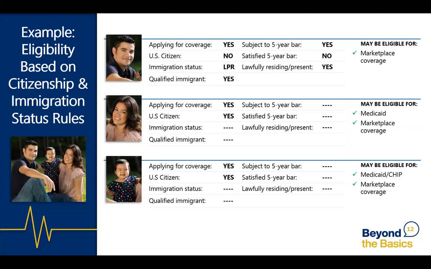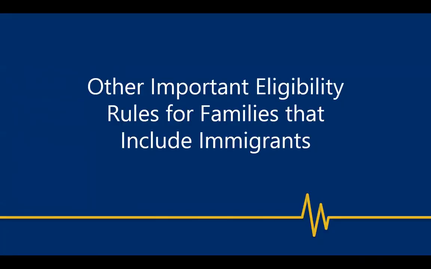Ava is applying for coverage. She's a citizen, so we don't need to look at any of the other questions. Depending upon her income and what state she's in, she might be eligible for either Medicaid or marketplace coverage. Karina is applying for coverage. She's a citizen. And again, depending on her income or the household's income, may be eligible for Medicaid or CHIP or marketplace coverage. Next slide.